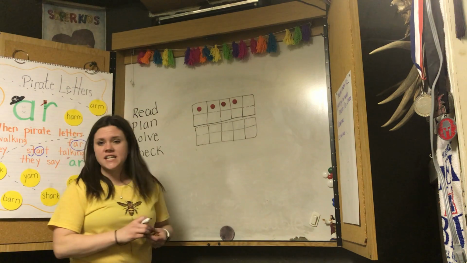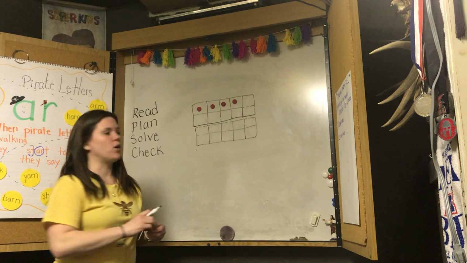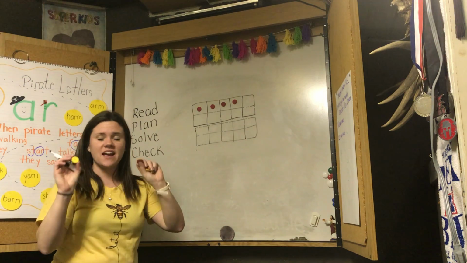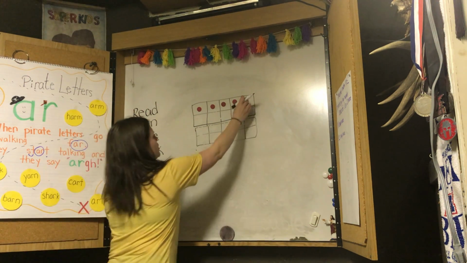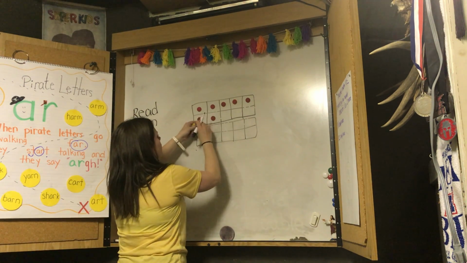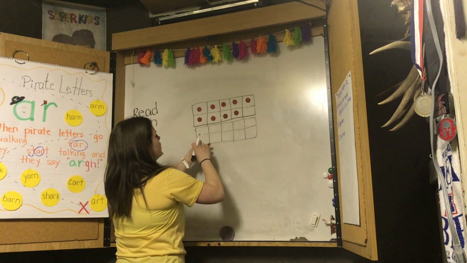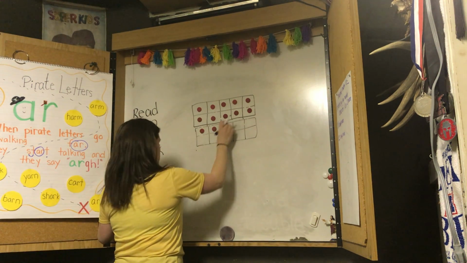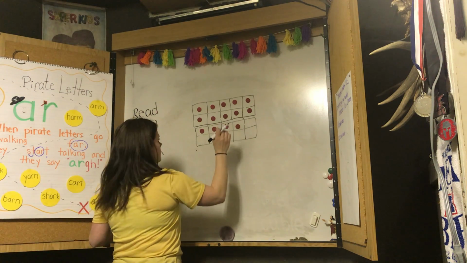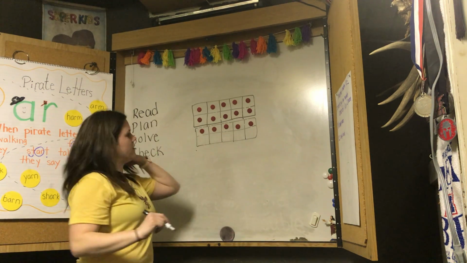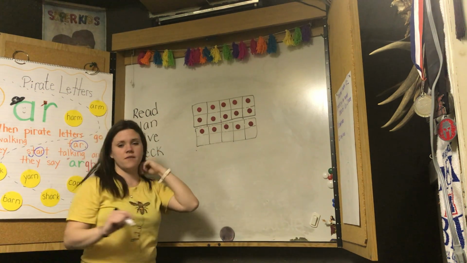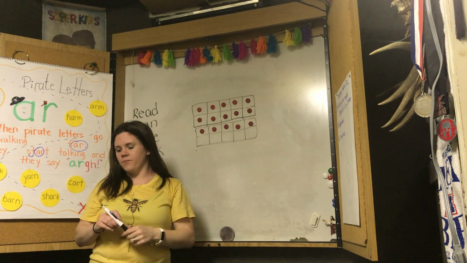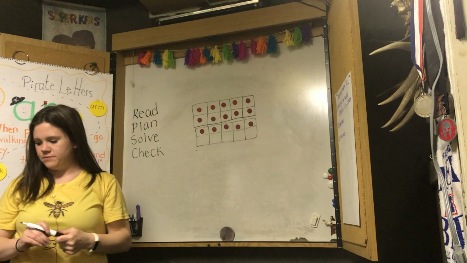There are 15 books on the shelf. I'm going to pause right here. With your 10 frames, show me 15 red counters. Okay, I have 10 in my first 10 frame and I have 5 in my second 10 frame, making 15. Have 15? We know that's our whole that we're starting with.